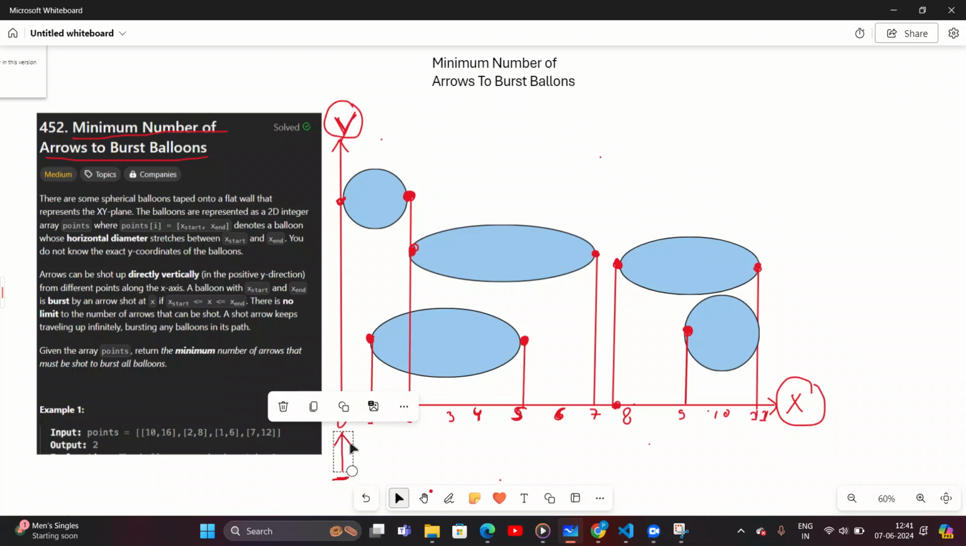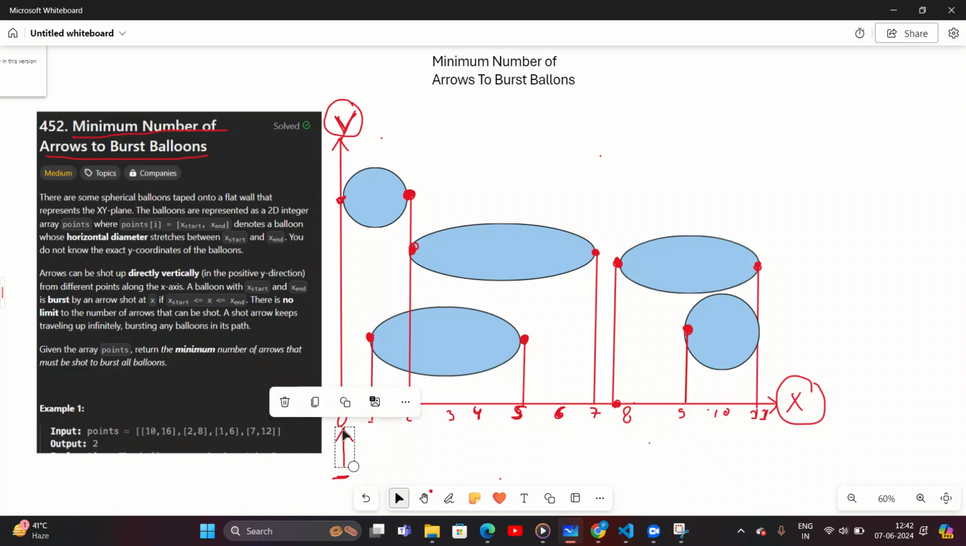Suppose this arrow is at 0 and the starting point of this balloon is also 0. If we shoot this, it will get burst, or anywhere in between the starting and the end point. If we shoot at 1, it will get burst. If we shoot at 2, it will get burst. And not only this, if there are multiple balloons placed in the way of this arrow, they all will get burst. It has also been told that this arrow travels infinitely, bursting all the balloons in its path.